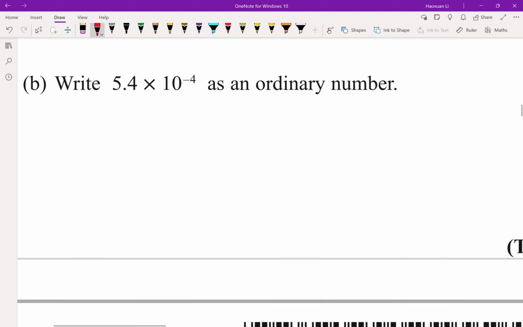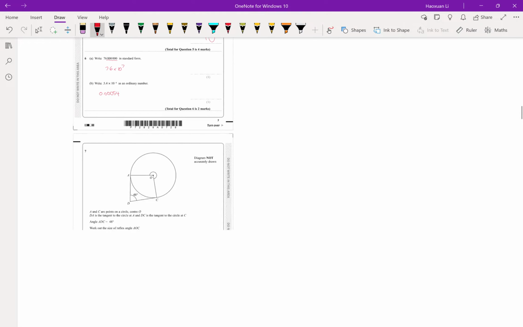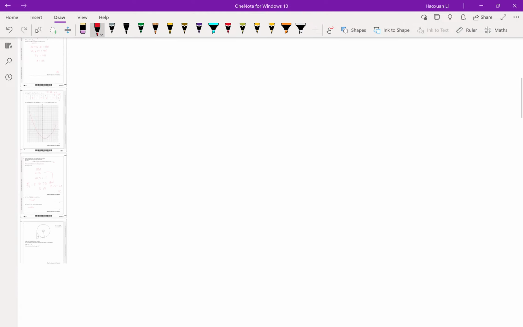Right, 5.4 times 10 to the power of 4 is an ordinary number, so you just move the decimal place 1, 2, 3, 4. So that will be 0.00054.